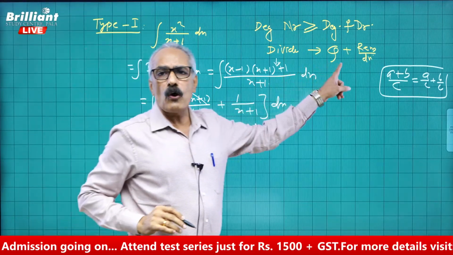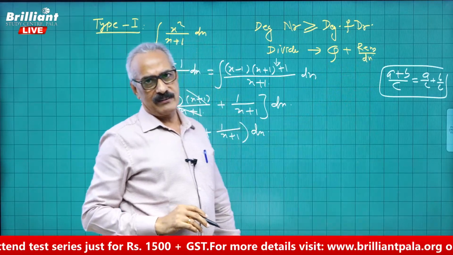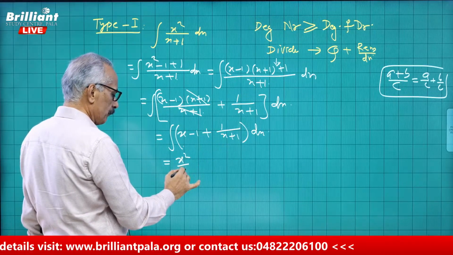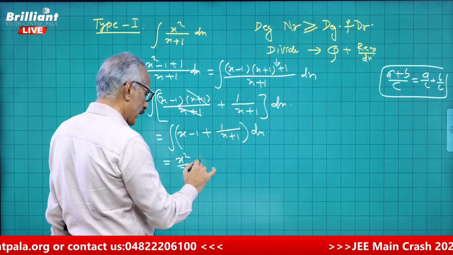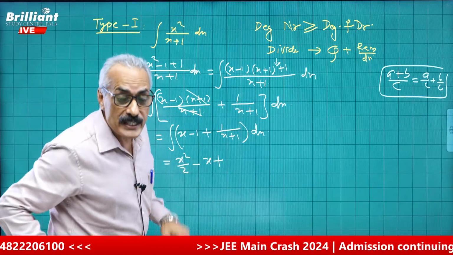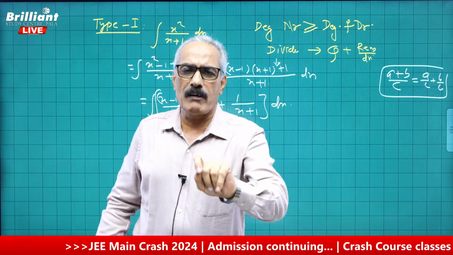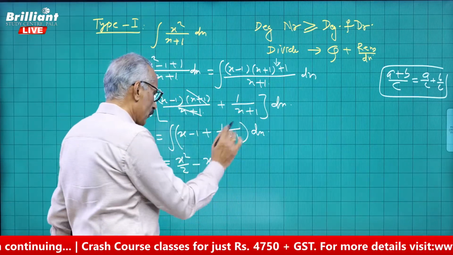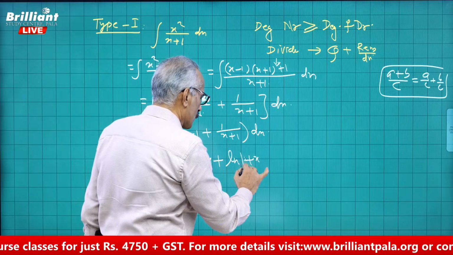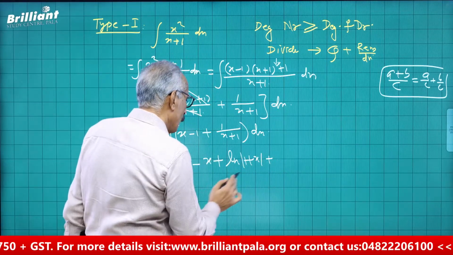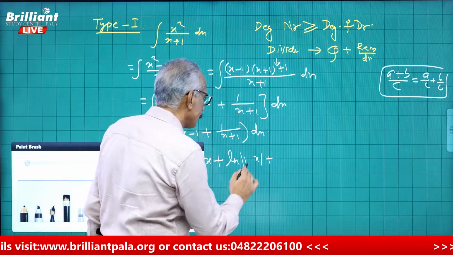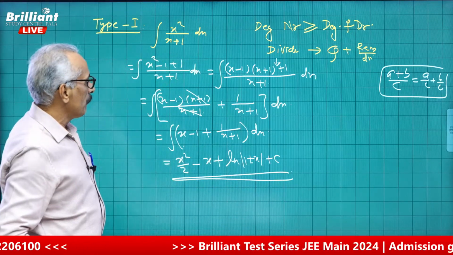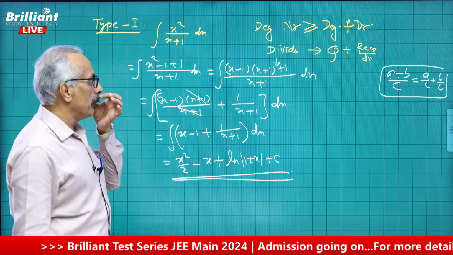This is what I wrote here, quotient plus remainder by divisor. So what's the integral of x with respect to x? x square by 2, minus integral of a constant, that's minus x, plus 1 by first degree, 1 by x, log x: 1 by first degree, log of first degree divided by coefficient of x. Here the coefficient of x is 1, so I don't write it. So logarithm of 1 plus x plus c. That's the answer now, integral of x square divided by x plus 1. So that is type number 1.